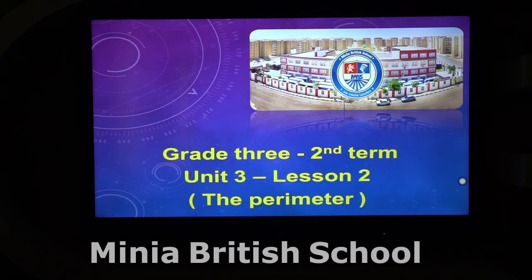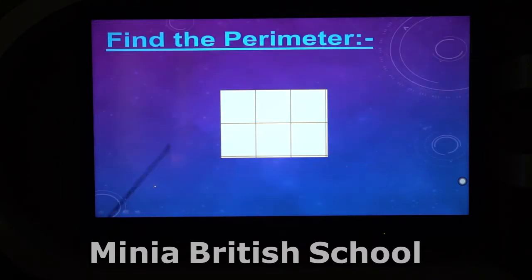Our lesson today is talking about the perimeter. Here I have a figure, and inside this figure I have small equal squares, and I need to find the perimeter from the previous term, from the first term. How can we find it? By counting the small units around the figure.